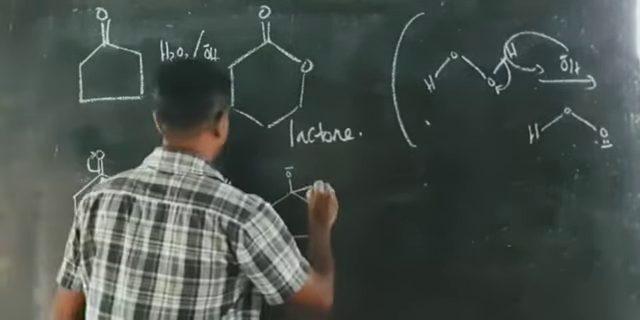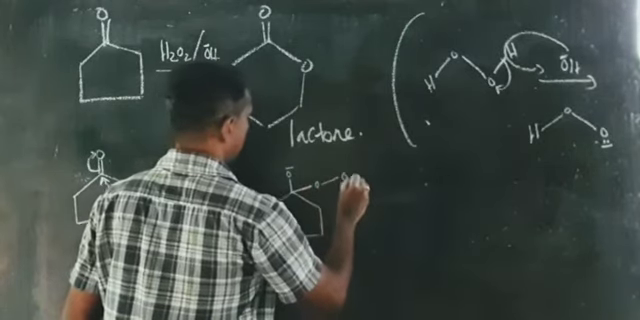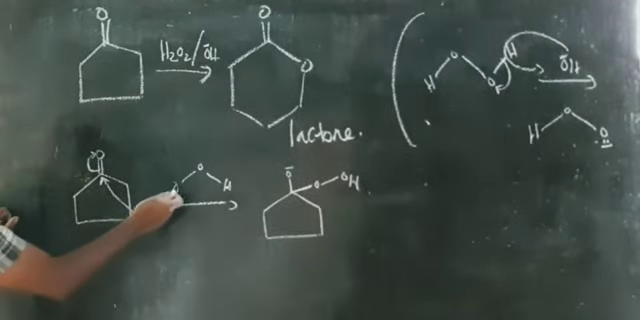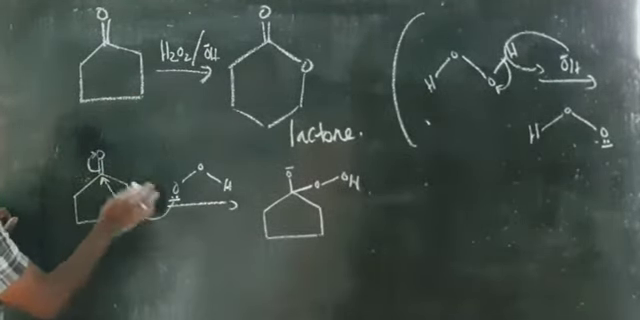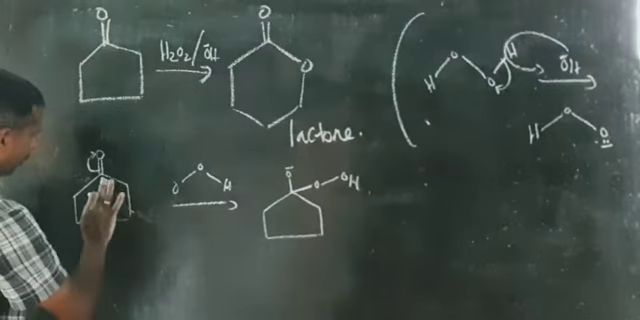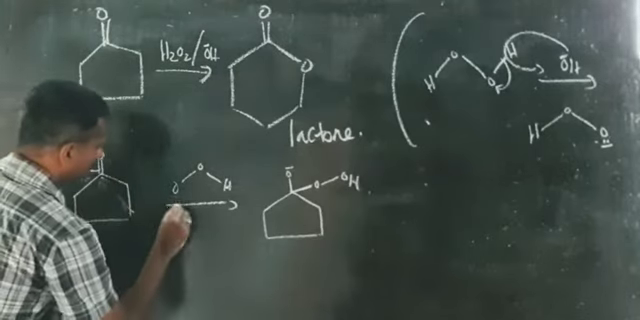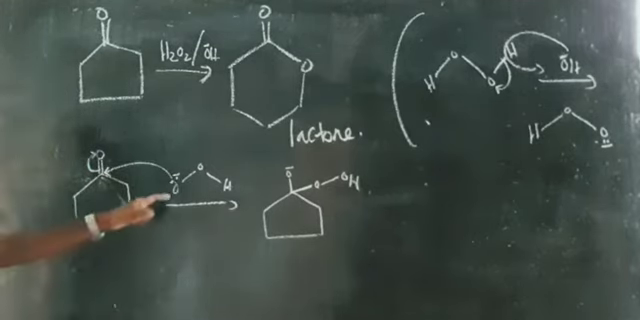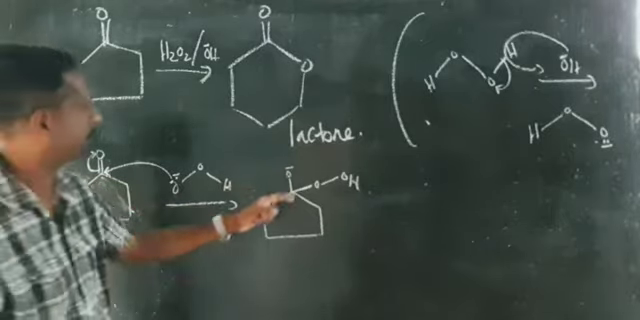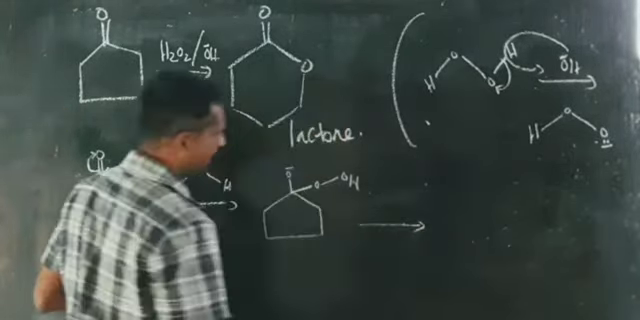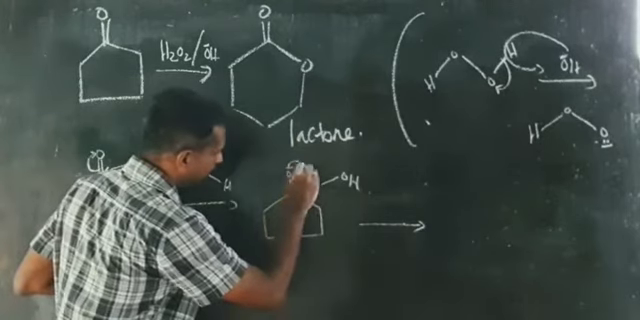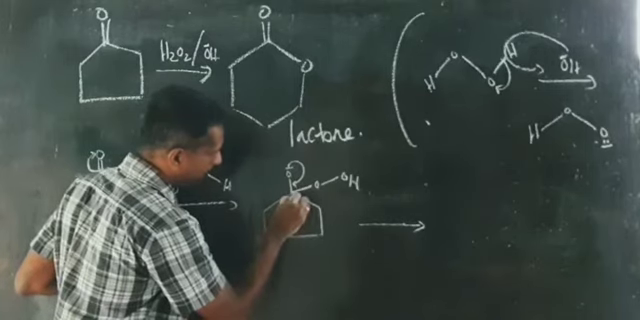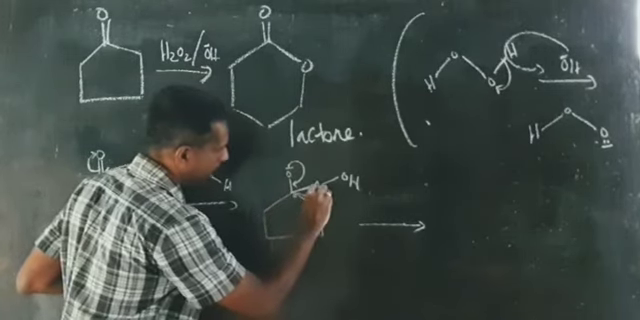Of course, when it is attacking here, what you will get? You get O, OH, correct? Okay, lone pair is attacking on this carbon, the peroxide attacking on the positively charged carbon, and we get a structure like this, and in the next step, as you know very well, this pair of electrons comes back. Then what will happen? This bond breaks from this carbon and is shifted to oxygen.